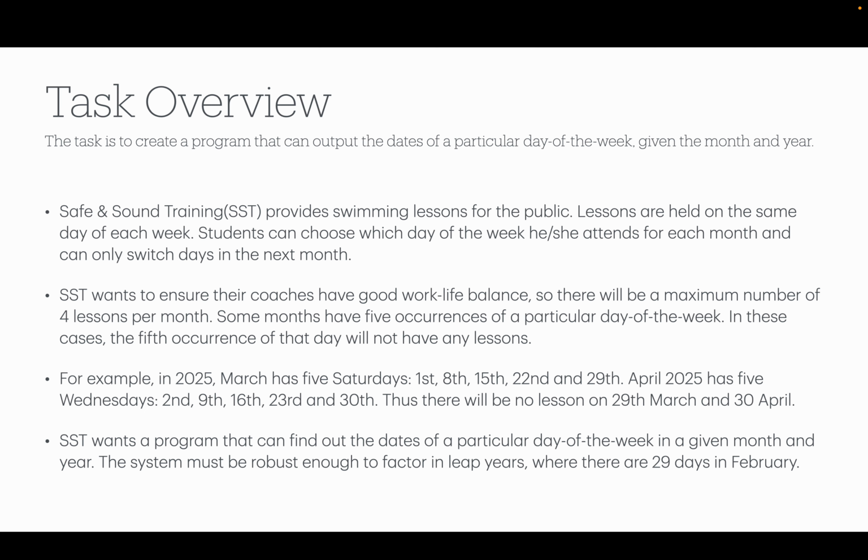So just 4. For example, in the year 2025, March has 5 Saturdays: the 1st, 8th, 15th, 22nd, 29th. April 2025 has 5 Wednesdays: 2nd, 9th, 16th, 23rd, and 30th. So there will be no lessons on the 29th of March and 30th of April. So that's how it works. SST wants a program that can find out the dates of a particular day of the week in a given month and year. The system must be robust enough to factor in leap years, where there are 29 days in February. Okay, let's see what we're supposed to do.